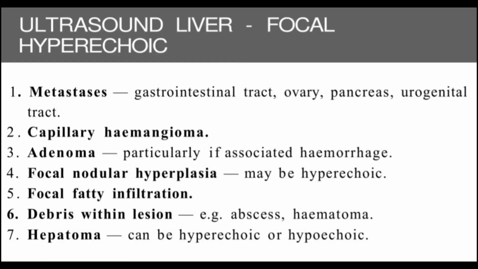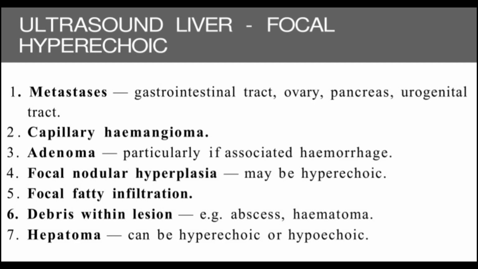Differentials of hyperechoic masses within the liver parenchyma include metastatic deposits, especially from the gastrointestinal tract, ovary, pancreas and urogenital tract. These metastases happen to be hyperechoic. Some metastatic deposits are usually hypoechoic, but if there is hyperechoic metastasis, you can consider gastrointestinal tract, ovarian, pancreatic and urogenital mets.